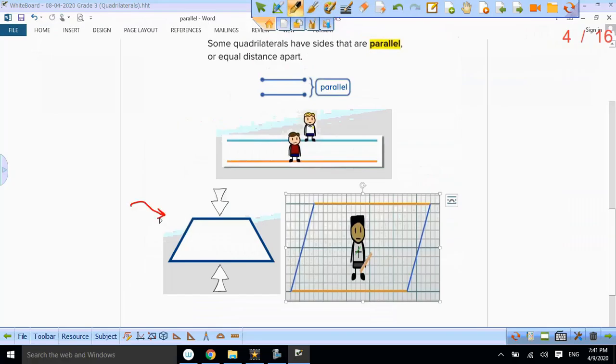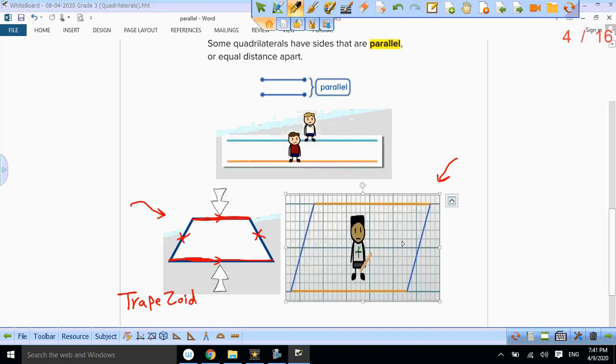Now look at these quadrilaterals. For this one, for example, which is called a trapezoid, it has one pair of parallel lines, as you see here. These two sides are parallel, but the other two sides are not parallel. So the trapezoid has only one pair of parallel sides.